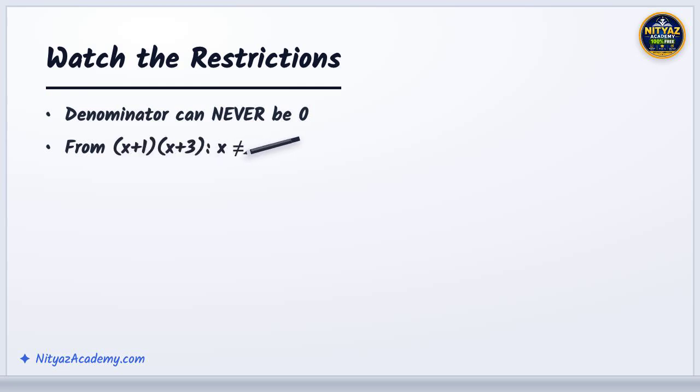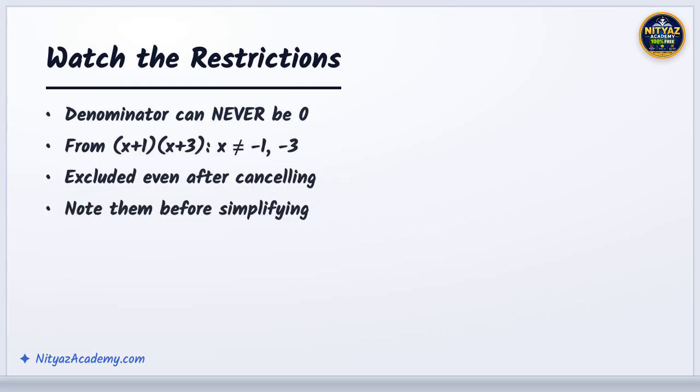A denominator can never equal 0. From the original bottom, x plus 1 times x plus 3, we must exclude x equals -1 and -3. Even the factor you canceled still counts, so -3 stays banned. Always list your restrictions from the original denominator before you cancel anything.